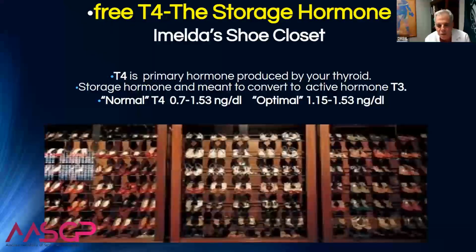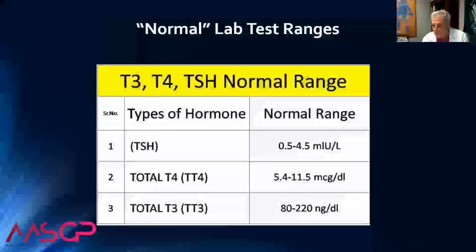Normal values there, 0.7 to 1.53, optimal 1.15 to 1.53. And so again, I discuss Imelda Marcos, which as we get older, the younger generations never heard of her. But the part that does the work is the shoes that she was wearing, which is our T3, and the store unit, which was the closet, is T4.